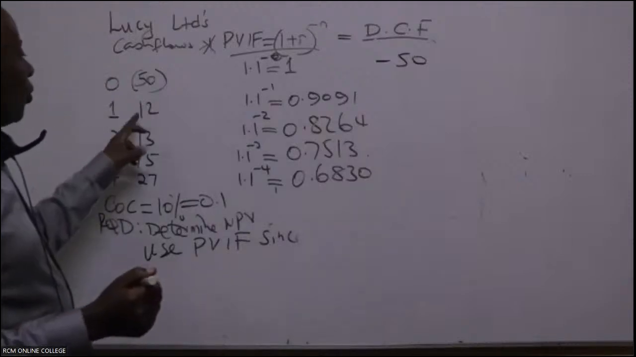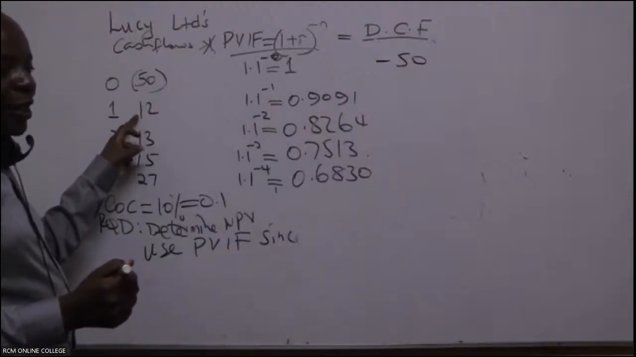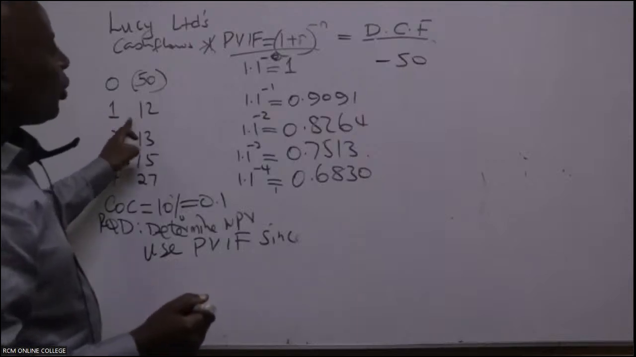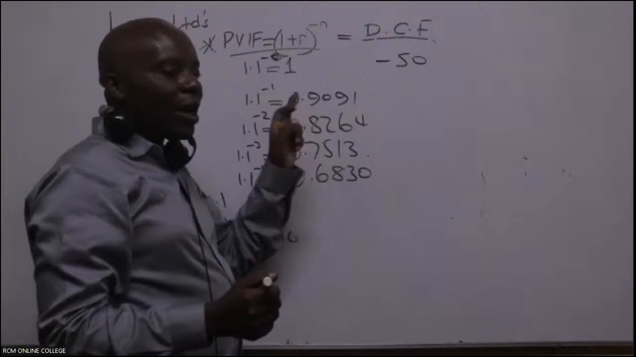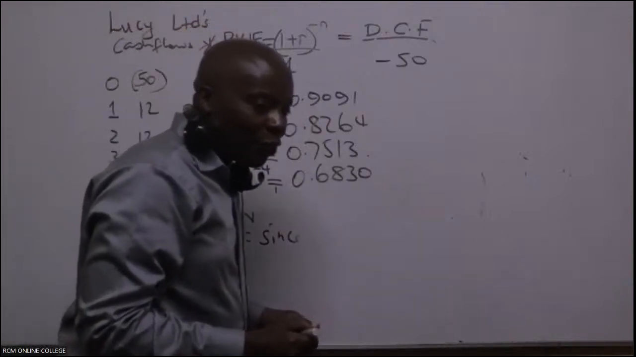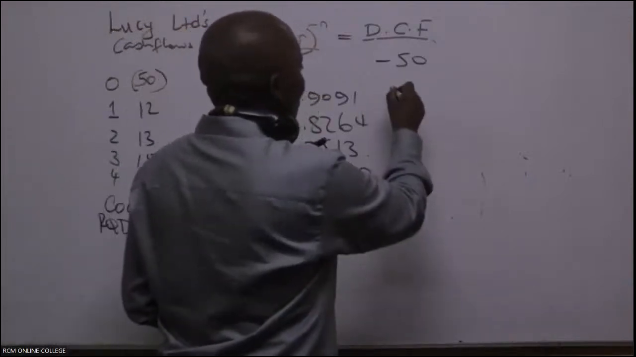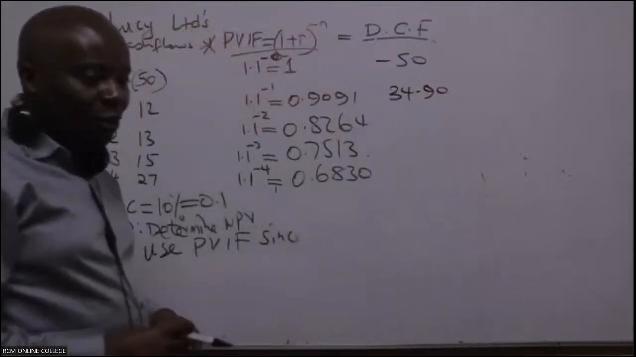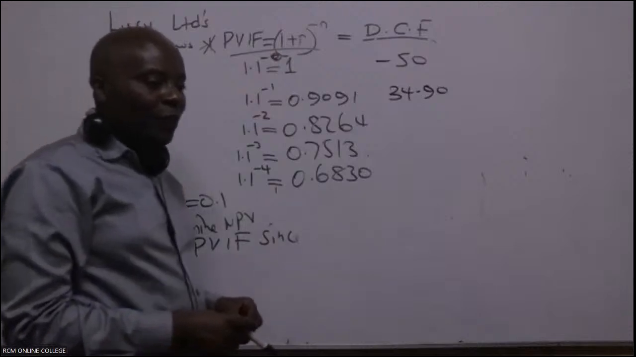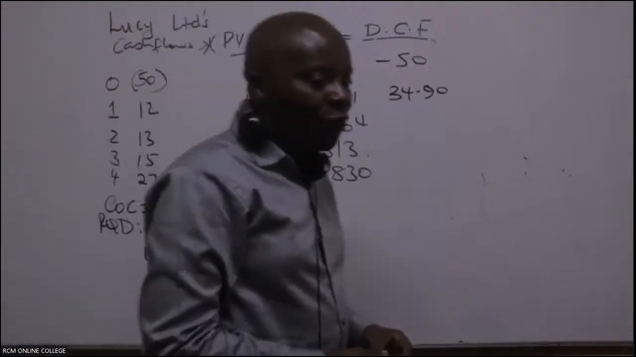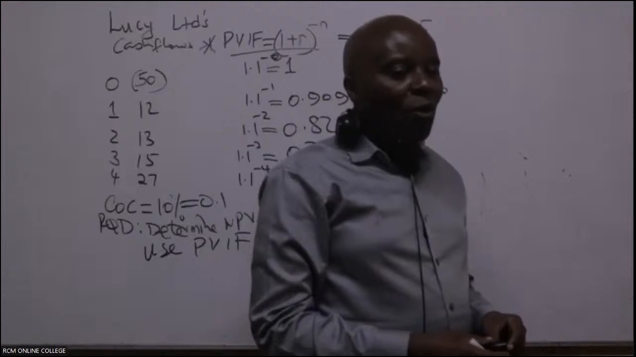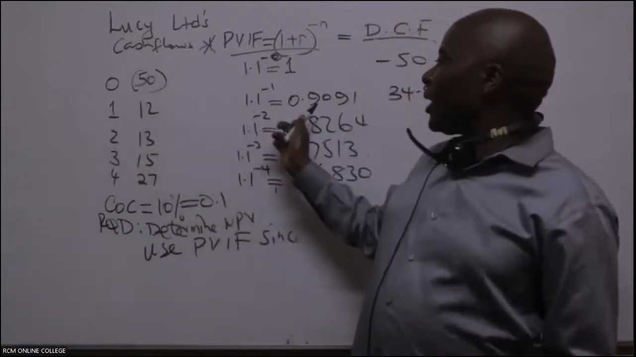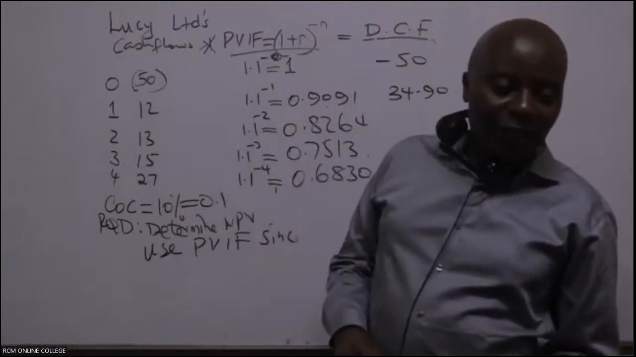How about the second one? What do we have in the second one? 12 times 0.9091. We have from Lucy Allen 34.90. Please confirm whether this figure is correct. I would want to hear from many students. Is that figure correct? That is 12 times 0.9091.